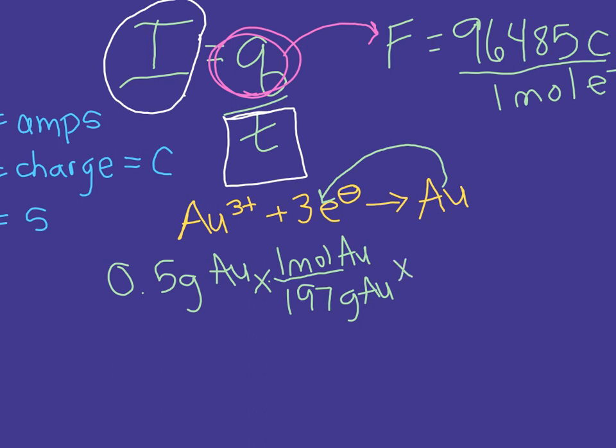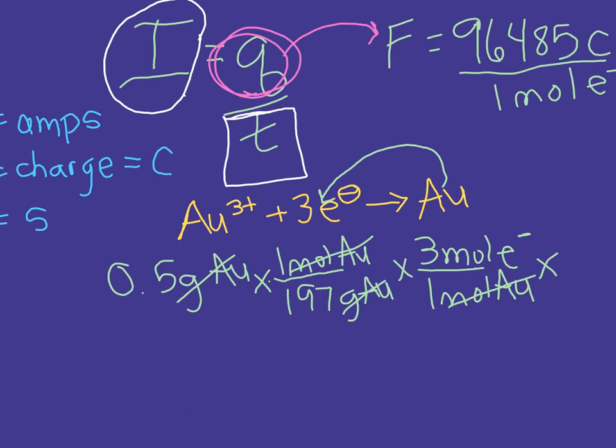Now, in order to do stoichiometry, we have to use the balanced chemical equation, and we're converting substances. So we're going to put 1 mole of Au on the bottom, and we're going to put 3 moles of electrons on the top. Because if we want to deal with charge, we have to deal with electrons, right? Electrochemistry deals with electrons. Transfer of electrons.